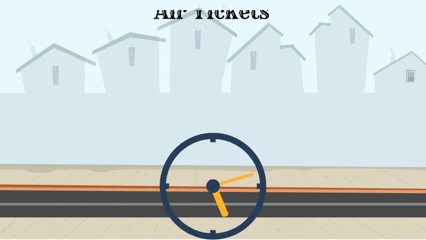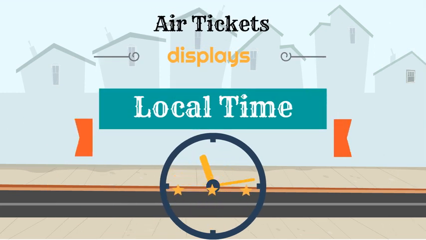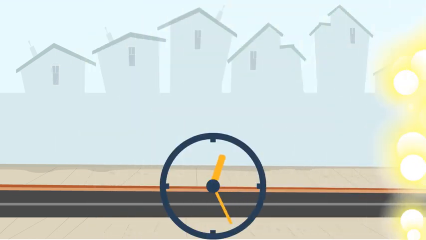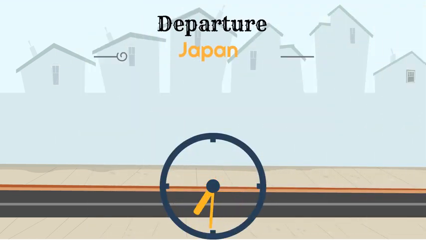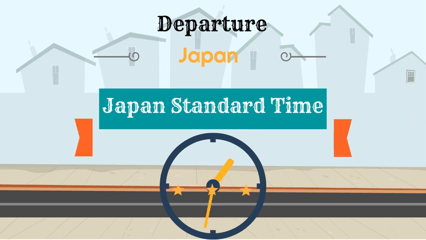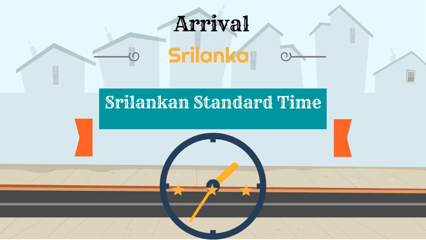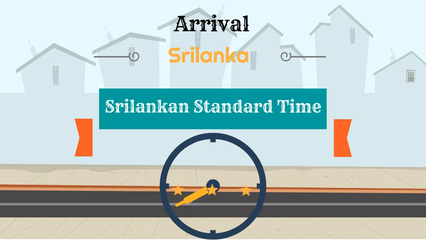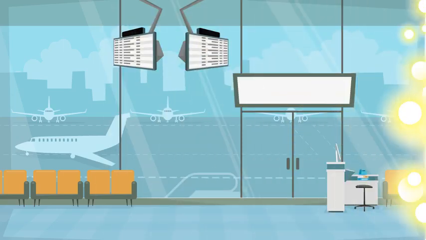Airlines display departure times and arrival times as per local time in each country for passenger convenience. For example, if the flight departs from Narita International Airport, Japan, departure time will be displayed in Japan Standard Time. If the flight lands at Bandaranaike Airport, Sri Lanka, then arrival time will be displayed in Sri Lankan Standard Time.